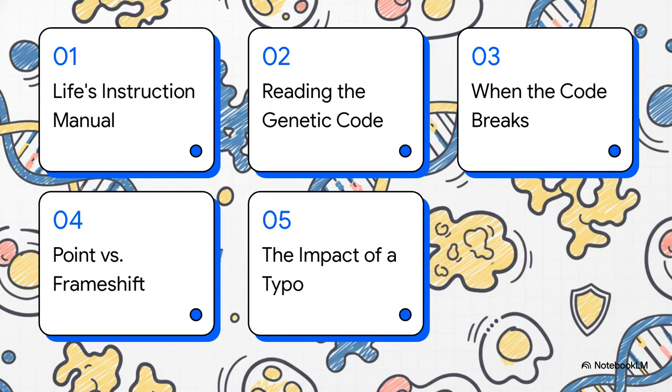All right, here's our game plan. First, we'll look at why DNA is the ultimate instruction manual. Then we'll get into the step-by-step of how your body actually reads that manual. From there, we'll see what happens when the code breaks, compare the different kinds of typos, and finally, see what this all means in the real world.